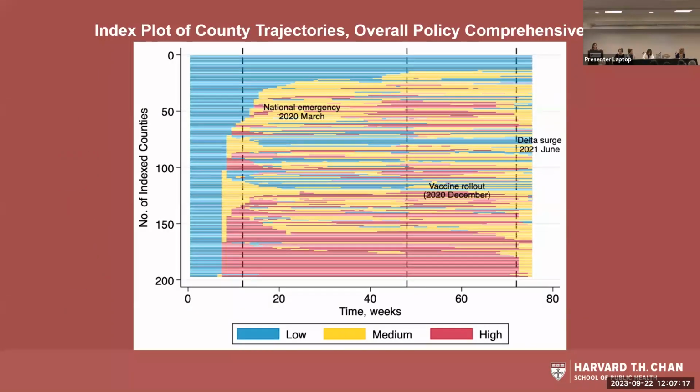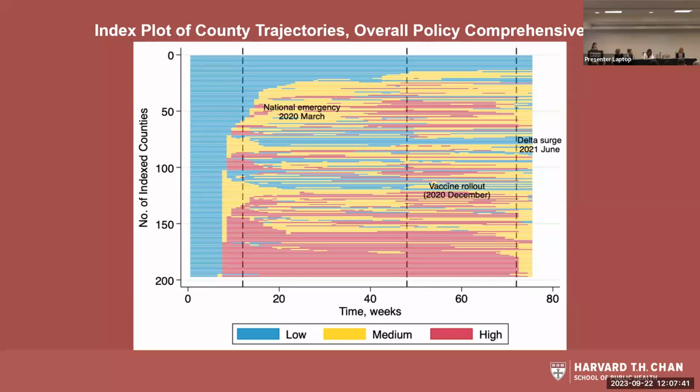So this is the first of our results. This is known as an index plot, and it shows the trajectory of every county in the database across the study period. So every row on the y-axis is a county, and along the x-axis is time in weeks. Blue indicates low policy comprehensiveness, yellow is medium, red is high. And we've inserted some vertical dashed lines just to help orient you to what was going on nationally at this time.